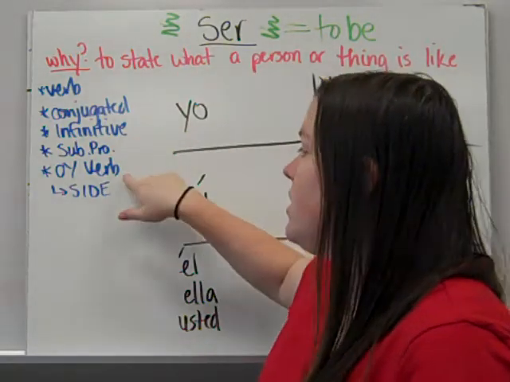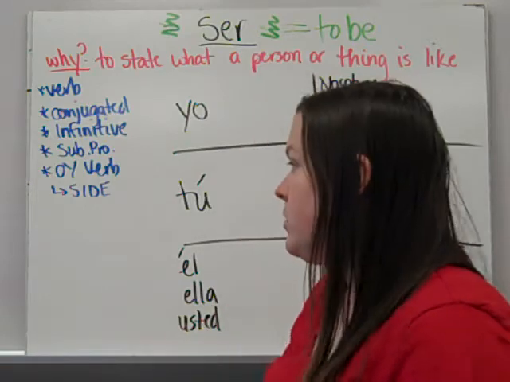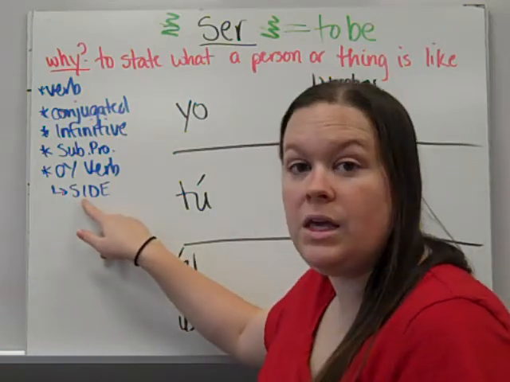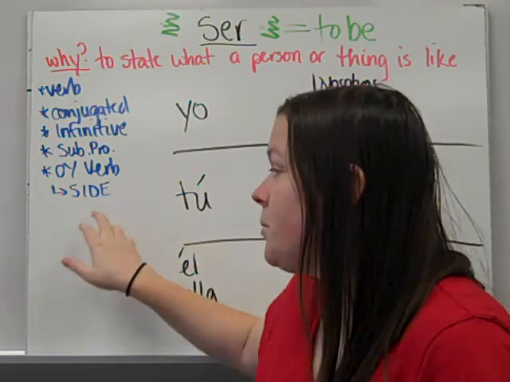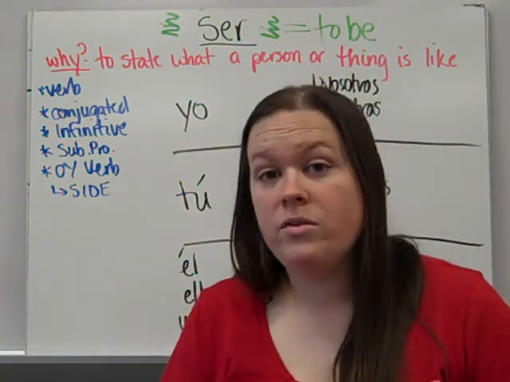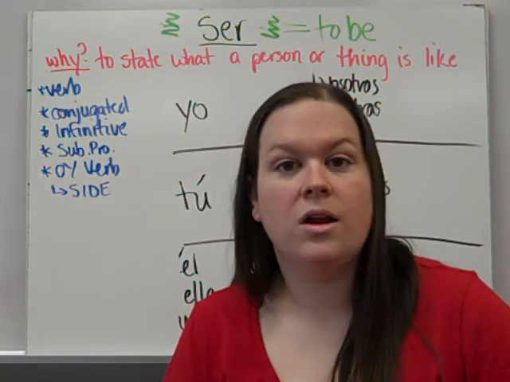And ser is an oi verb, which means there are 4 oi verbs: ser, ir, dar, and estar. And they're called oi verbs because in the yo form, they end in oi instead of o.